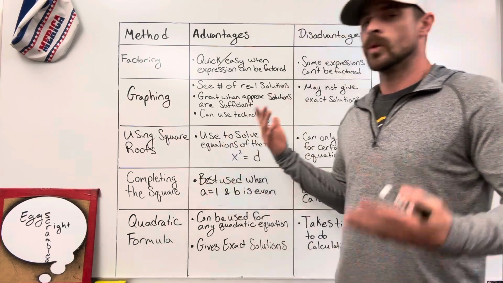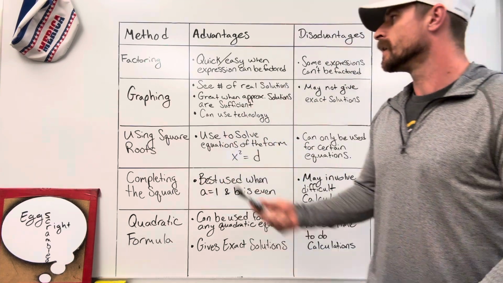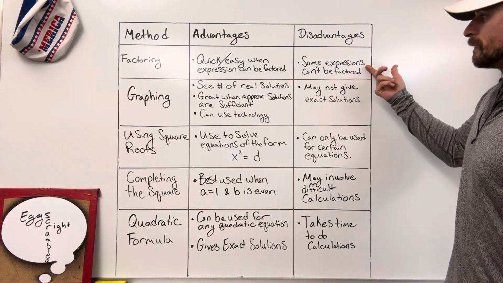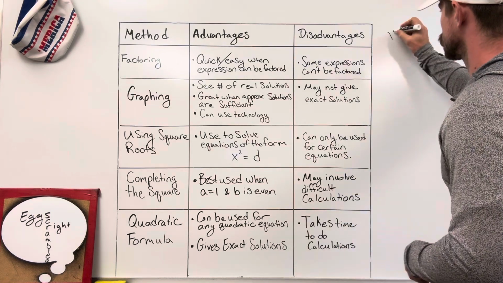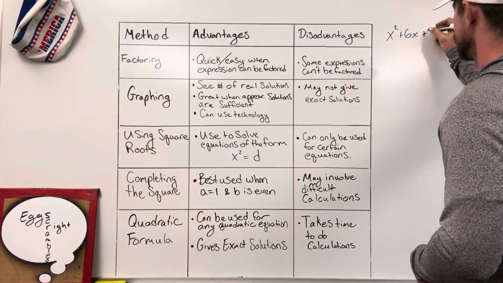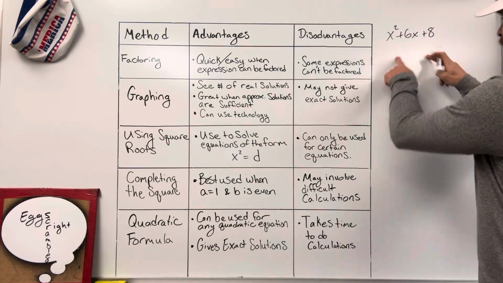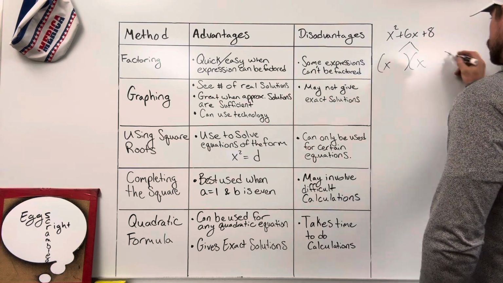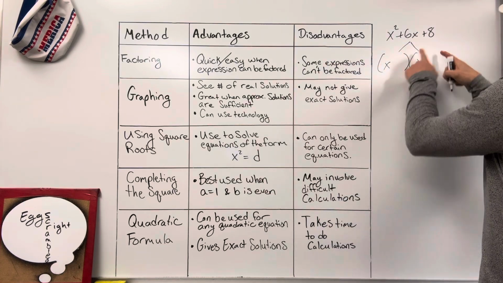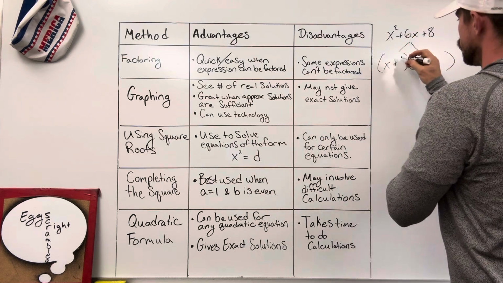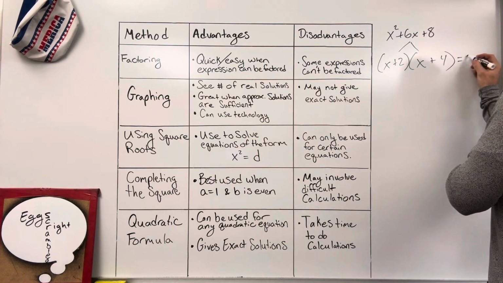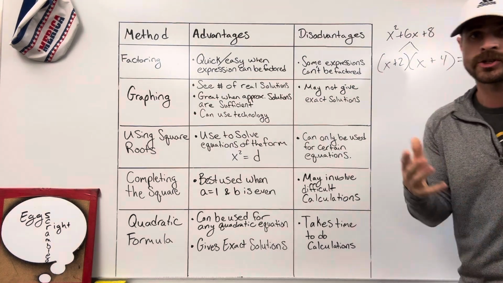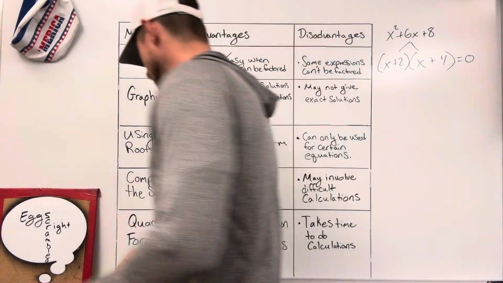So factoring, what's nice about it? What's not so nice about it? Quick, it's easy when expressions can be factored. The problem is they can't always be factored. So if you have something like x squared plus 6x plus 8, this is an easily factored quadratic. So split it up, x times x is going to give me that x squared in the front. I need two numbers that multiply together to make 8, but add together to make 6. That's a 2 and a 4. And then remember you set it equal to 0. That'd be -2 and -4 would be your solutions for this quadratic right here. Okay, so you can factor that one.